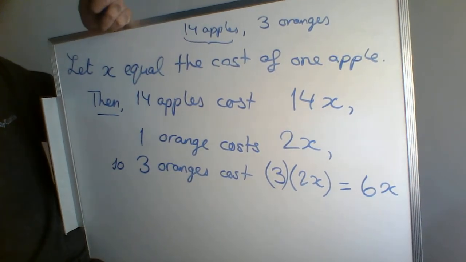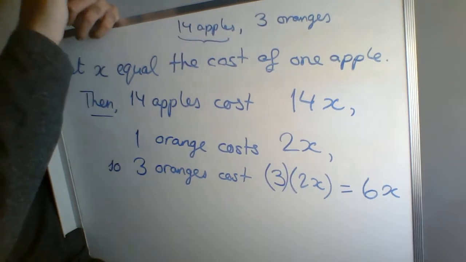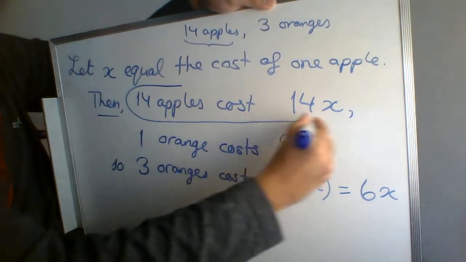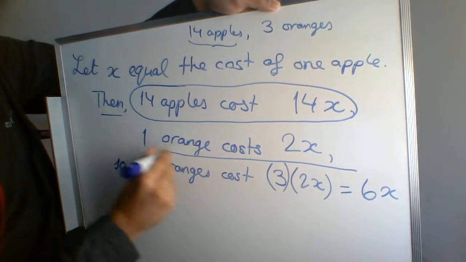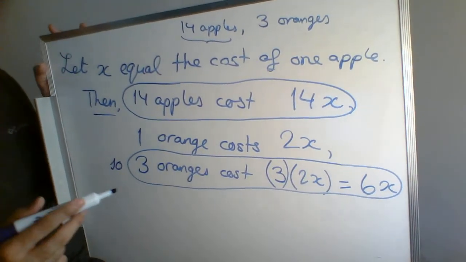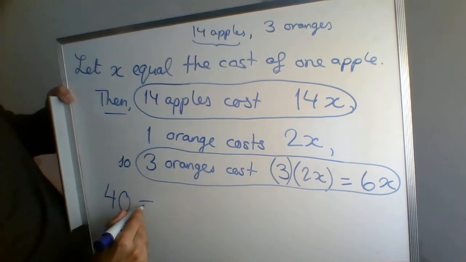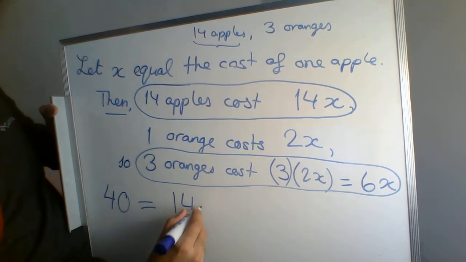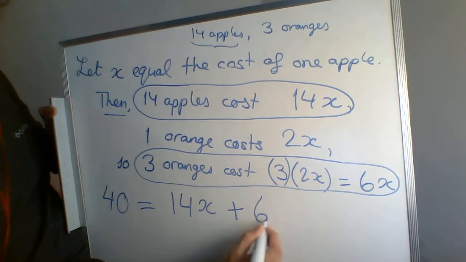Now the last piece of information that we have is that the total cost is $40. So that means the total cost is the sum of the cost of the 14 apples, this bit right here, and the cost of the 3 oranges, which is this bit down here. We bought 14 apples and 3 oranges in total, so we get that $40 is equal to, well, the price of the 14 apples is 14x, and the price of the 3 oranges is 6x.